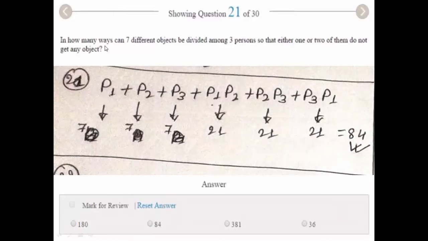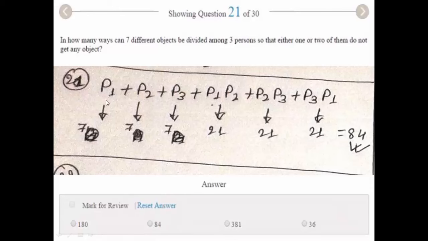How many ways can 7 different objects be divided into 3 portions so that either 1 or 2 of them do not get any object? Okay, this means we can't give all 7 different objects to one person at a time. The question says that either 1 or 2 of them do not get any object.